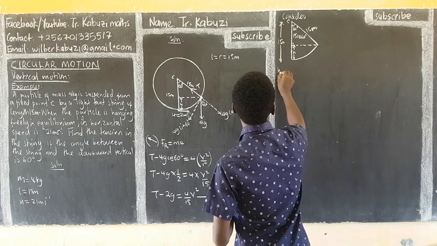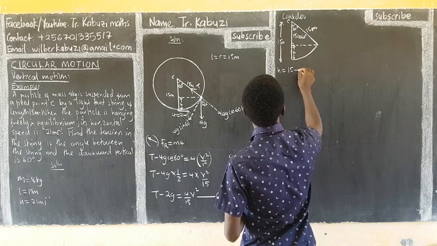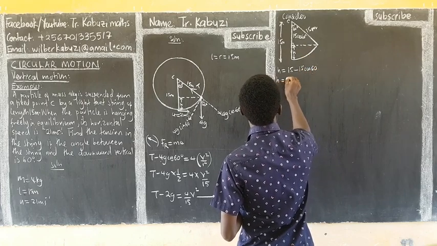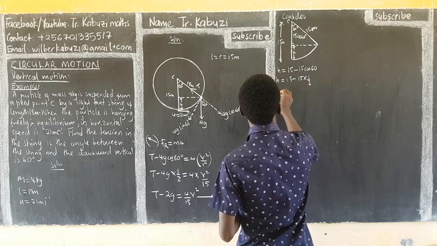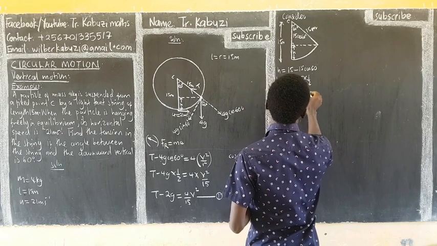So my h, you see, is going to be 15 minus 15 cos 60. So my h is going to be 7.5 meters. So I have my h.